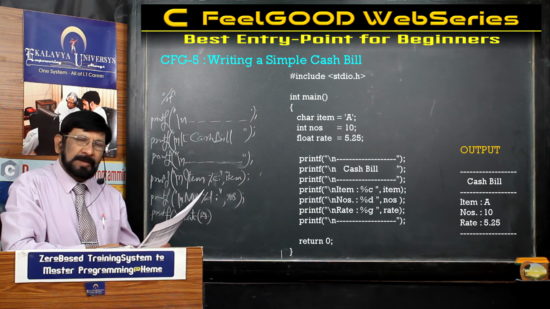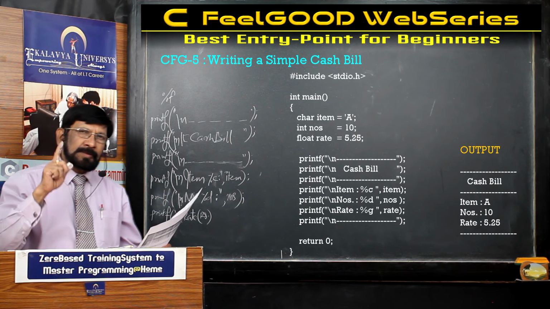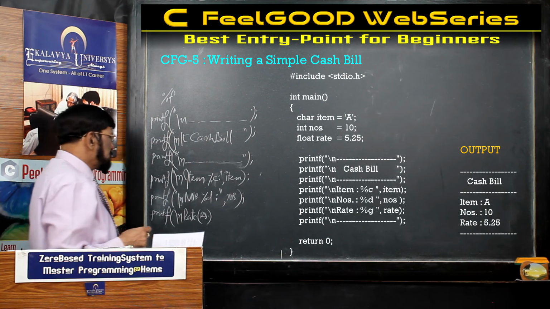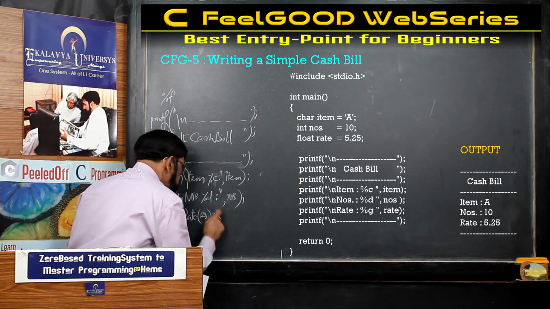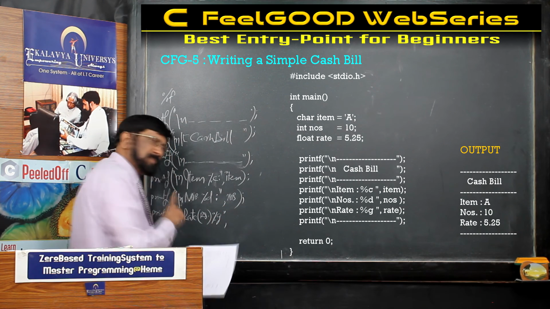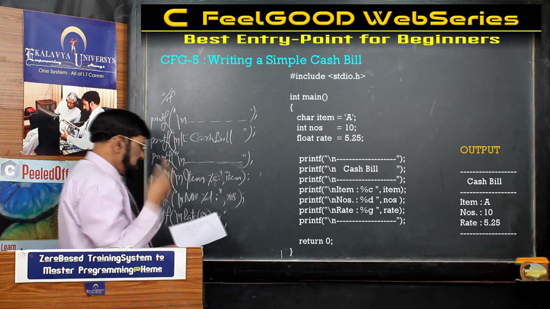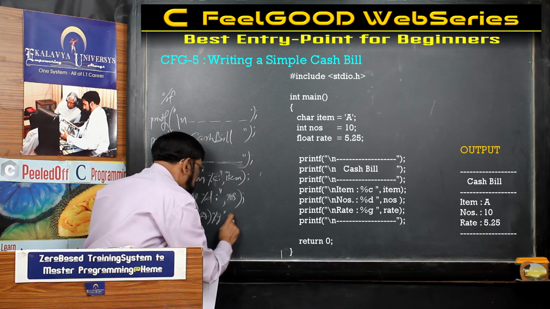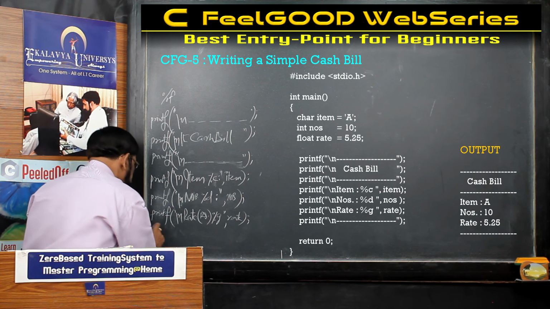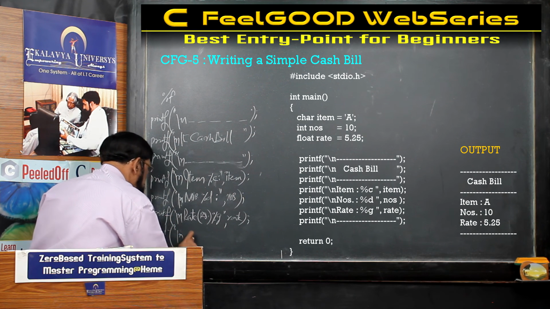You are expecting 5.25, but 5.250000 is printed, 4 zeros are printed. In order to avoid that, what do you write? Instead of that, you write percentage G. Then that problem will not come. You try both. By that, you get experience. Now, you write rate. Now, 6 statements you have written. What is the last one? Last one is again a line.